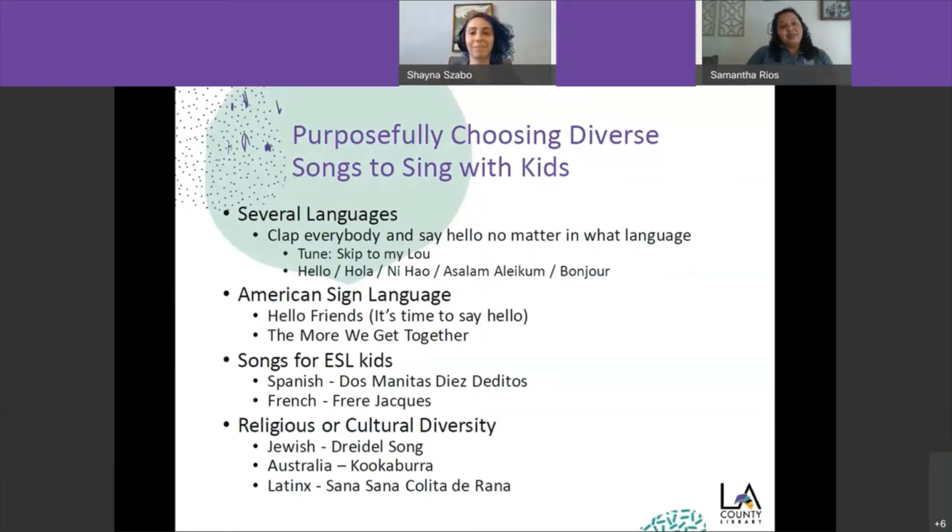So I like that one because it practices some numbers in Spanish, and it makes it feel really fun because of the melody that goes along with it.